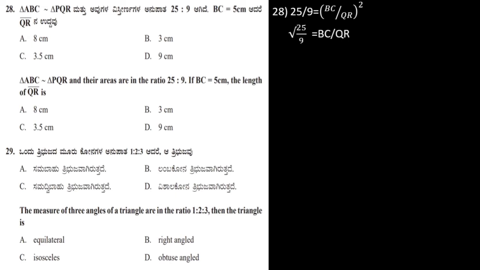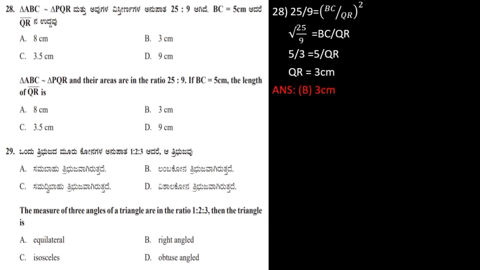Here we will get square root of 25 by 9 is equals to BC by QR. What is the square root of 25? It's 5. Square root of 9 is 3. That is equals to BC value, we have 5 divided by QR. So the 5 on top gets cancelled. We will get QR is equals to 3 cm. Therefore, option B, 3 cm is the right one.